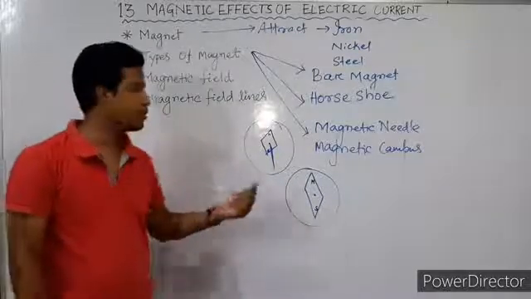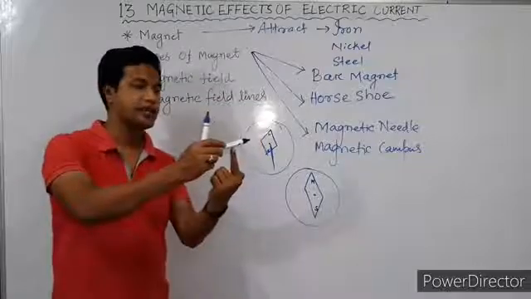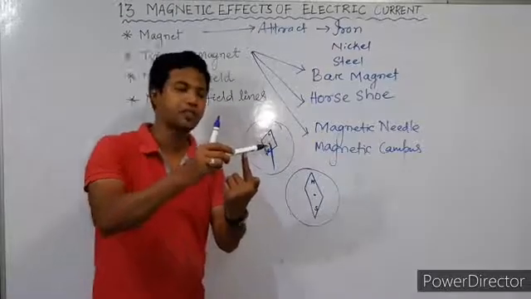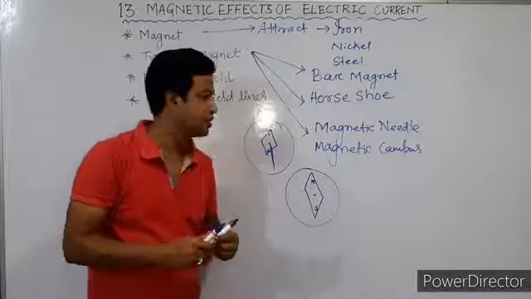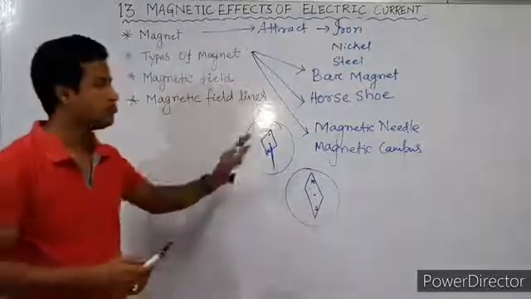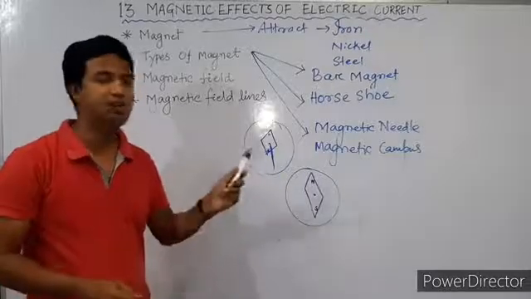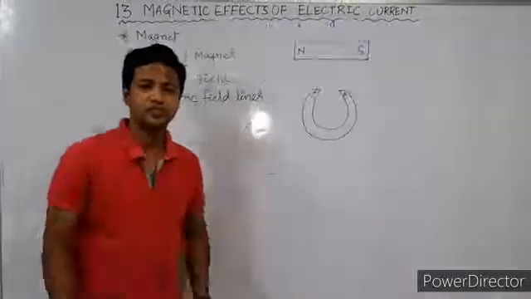So the mechanism of this magnetic compass is like that. When it is suspended over a needle like this, you will find that it always points towards the north and south direction. So this is all about the magnetic needle or the magnetic compass.